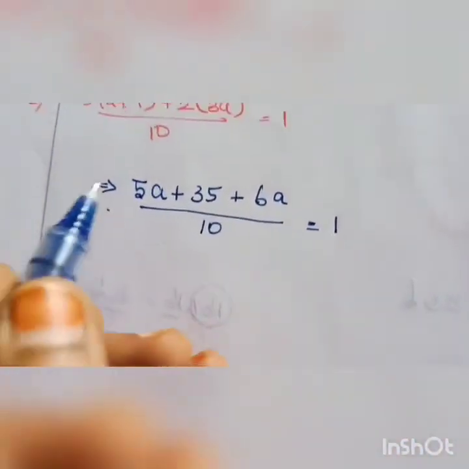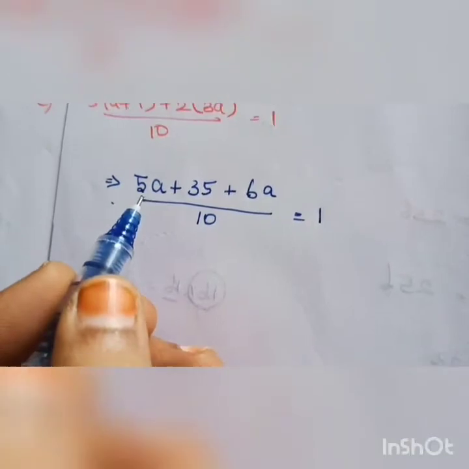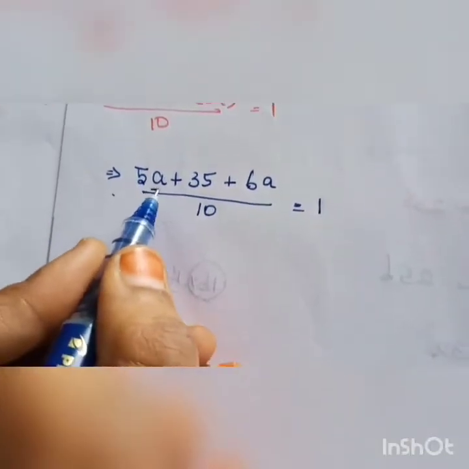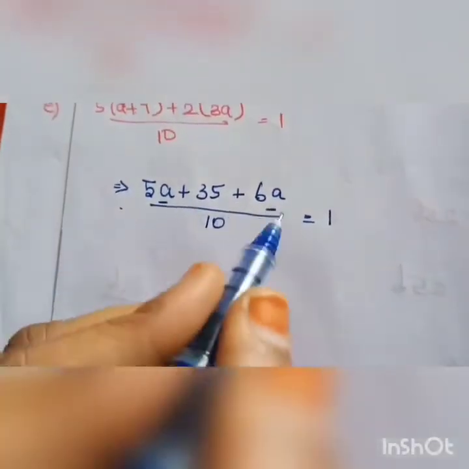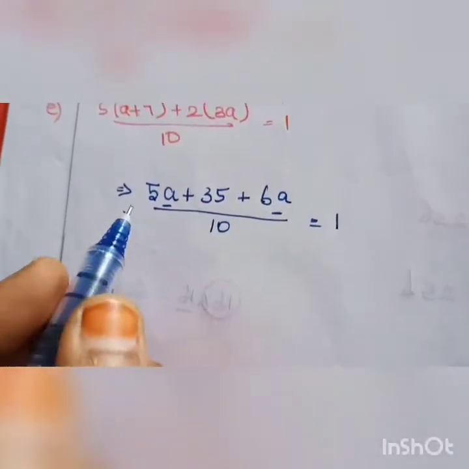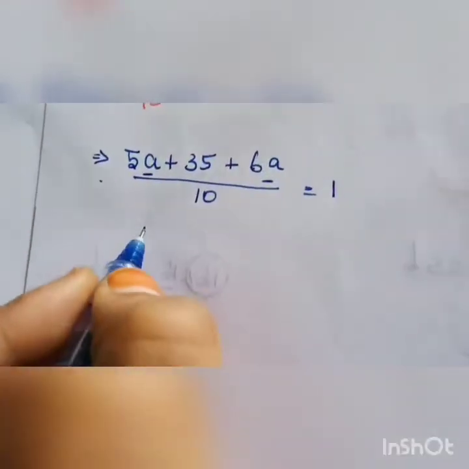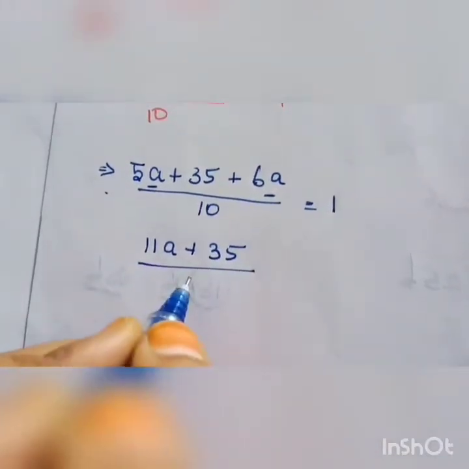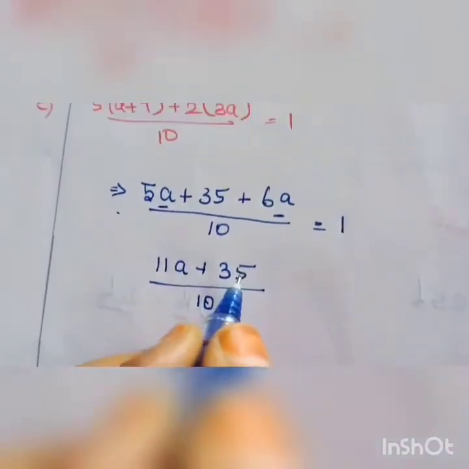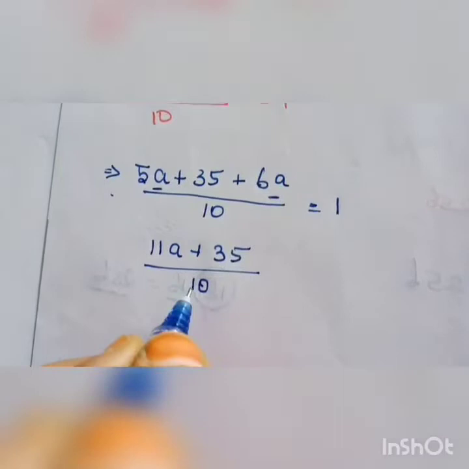So the next step: are any like terms here? Yes, we have 5a and 6a, both are like terms. Both are in plus, isn't it? So we just have to add both the terms. 5a plus 6a is what? 11a, isn't it? So 11a plus 35, which is a constant, over denominator 10. See here, this 35 is the numerator, this 10 is the denominator.